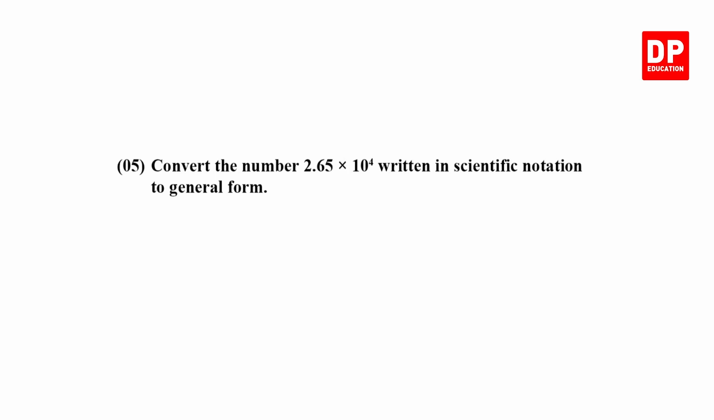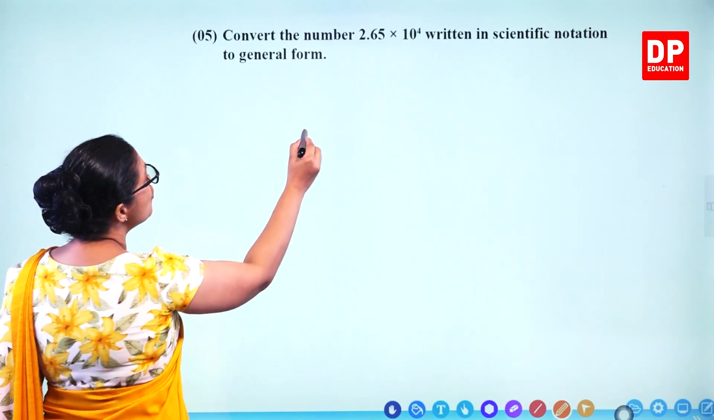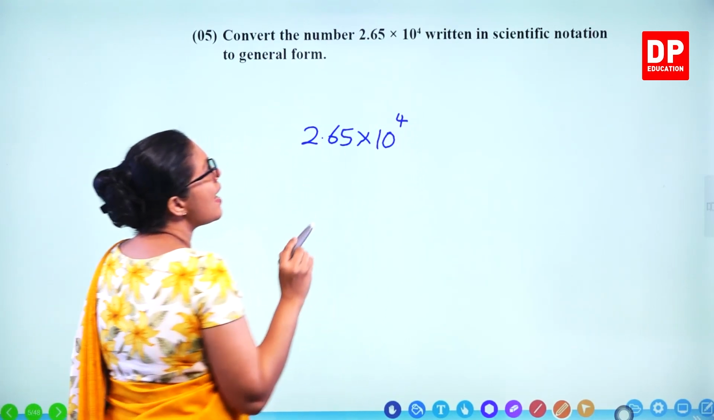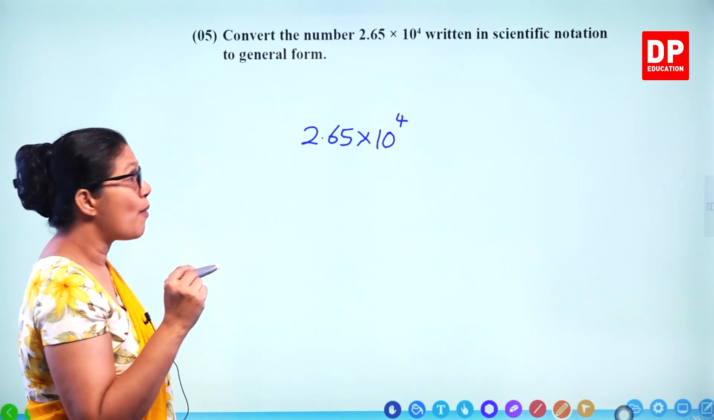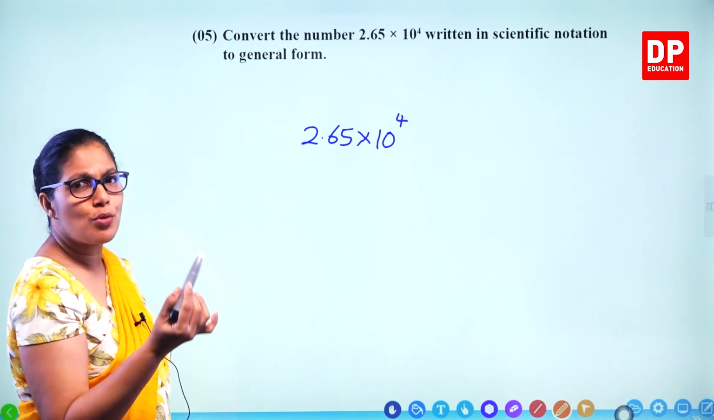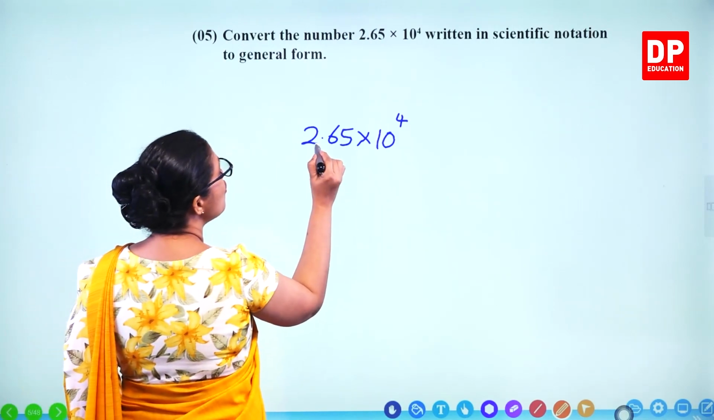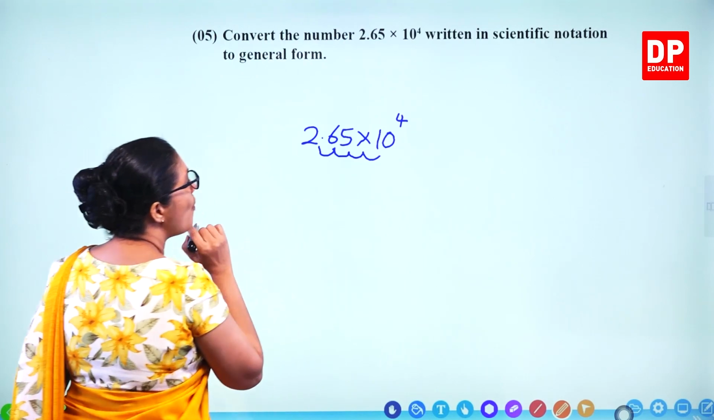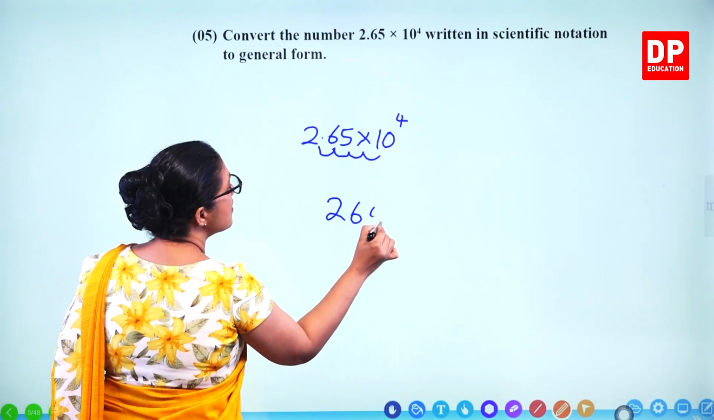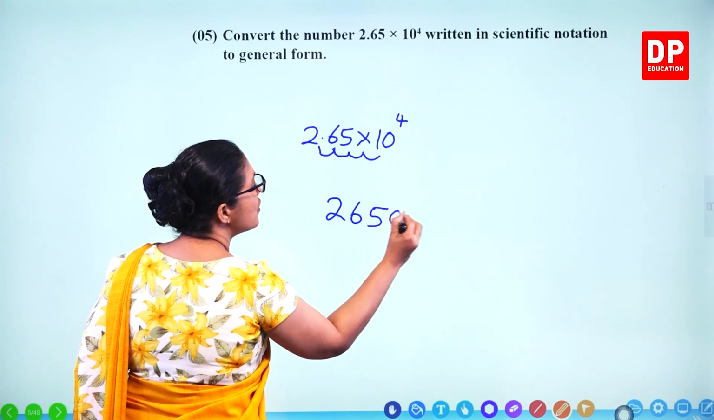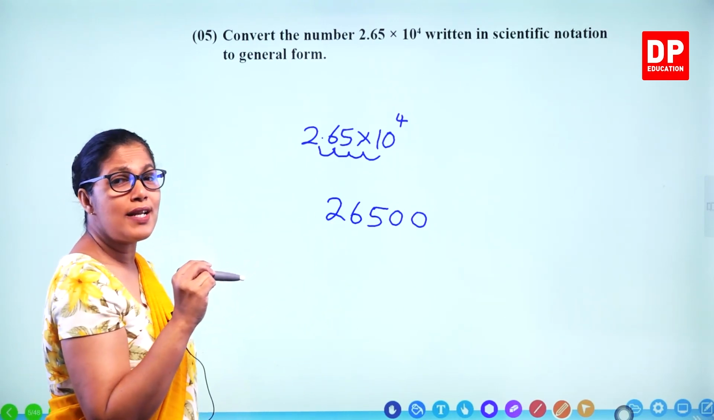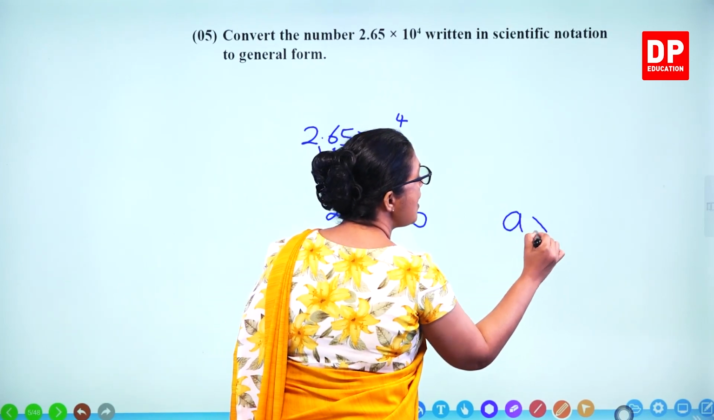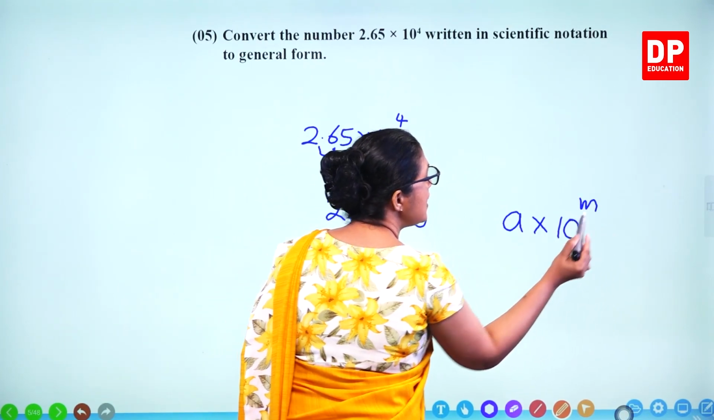Question number 5. Convert the number 2.65 times 10 to the power 4, written in scientific notation, to general form. General form means the actual number. Power 4 means you are moving the decimal point 4 places to the right. So how many zeros do we have to put? 6, 5, already 2. So 2 zeros we have to put. 26,500.